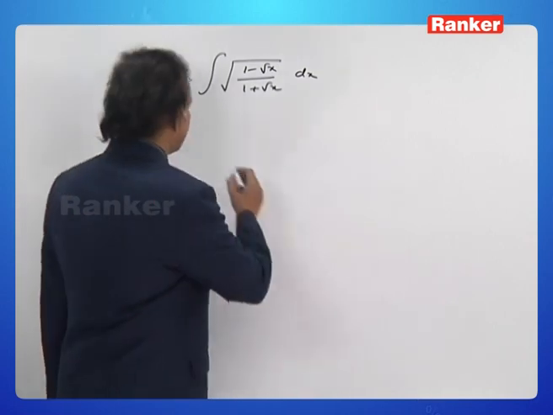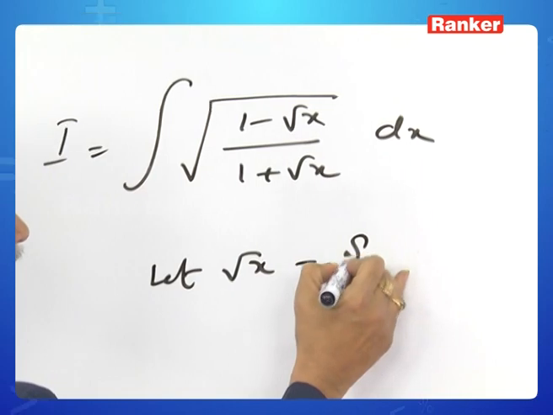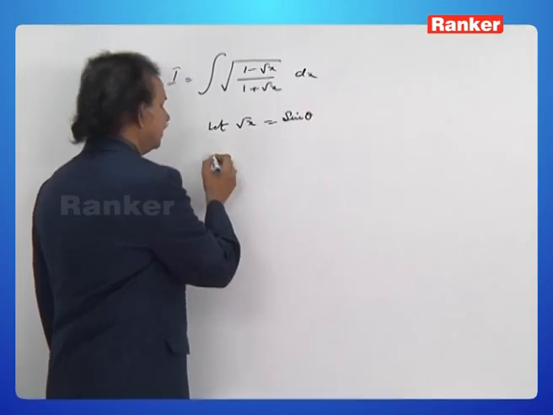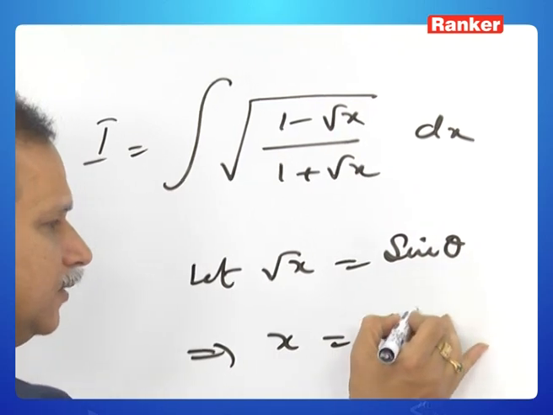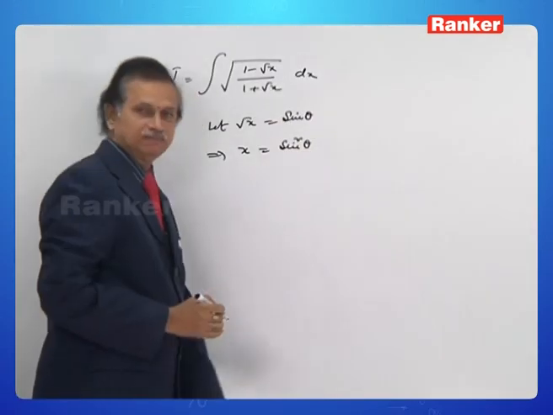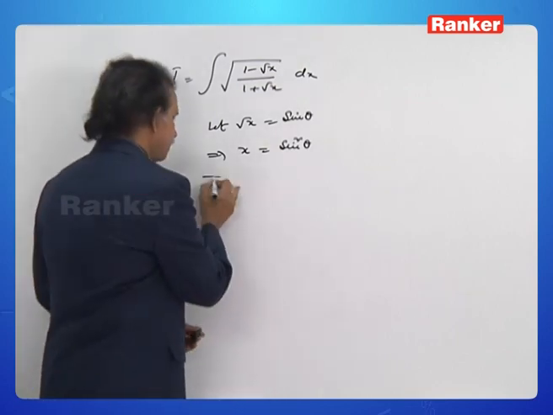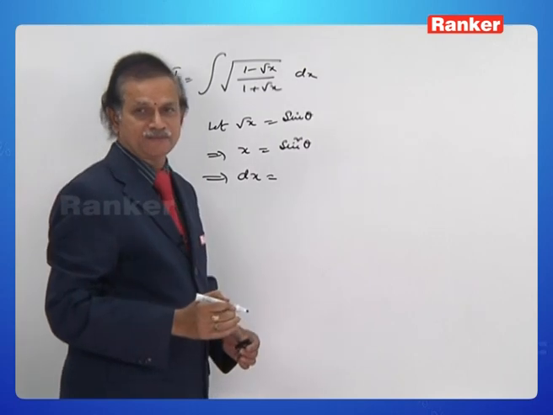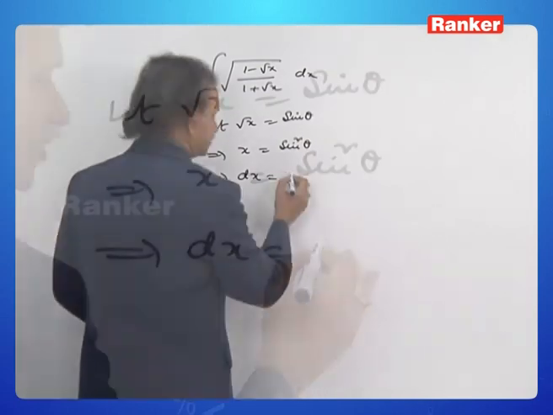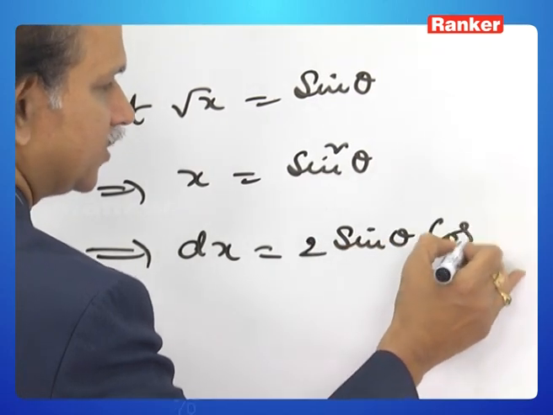I like to take, let root x equal sine theta. This implies x is equal to sine square theta. Now differentiate on both sides. dx is equal to, find the derivative of sine square theta. For sine square theta it is 2 sine theta, and for sine theta it is cos theta d theta.